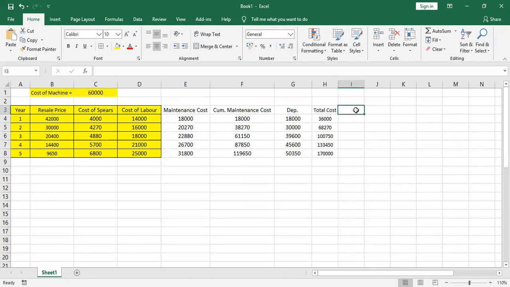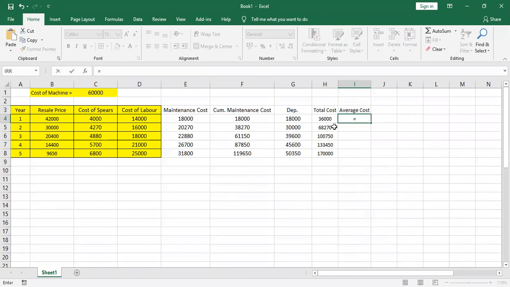Now we are going to calculate average cost. Average cost which we spend, that is what? The total cost divided by years. Because of the 36,000 which amount we spend in 1 year, so average cost is for 1 year.